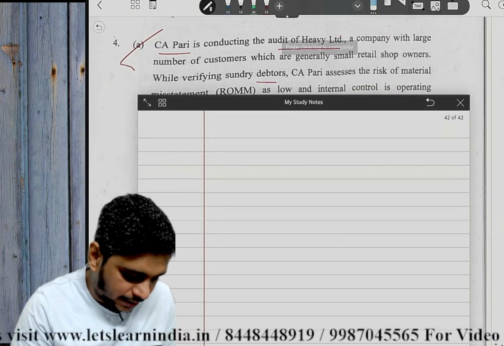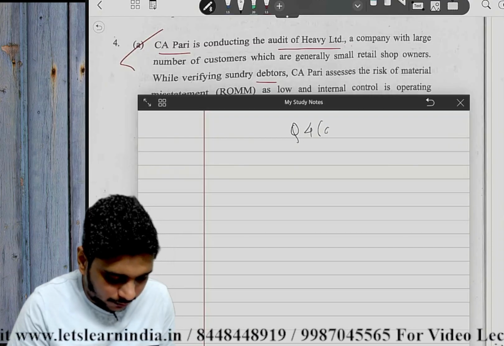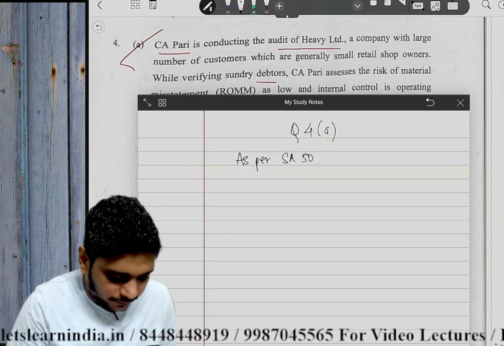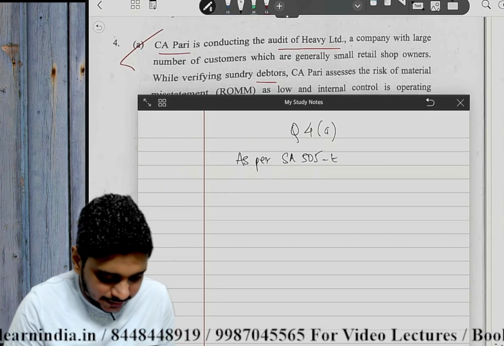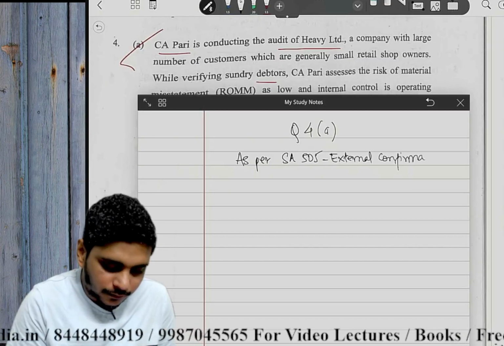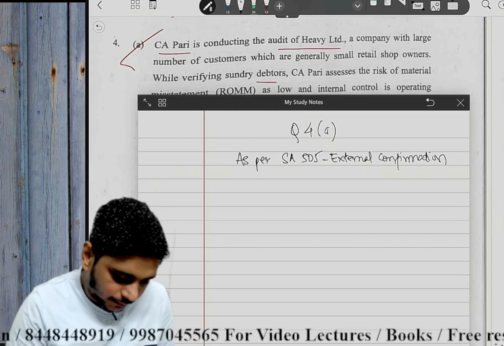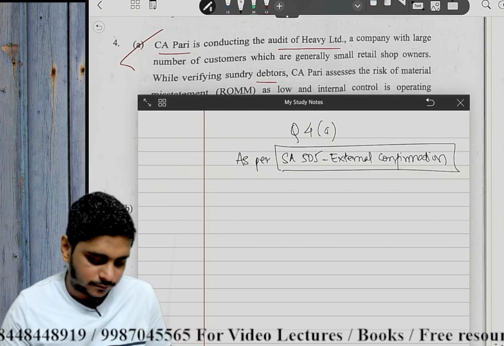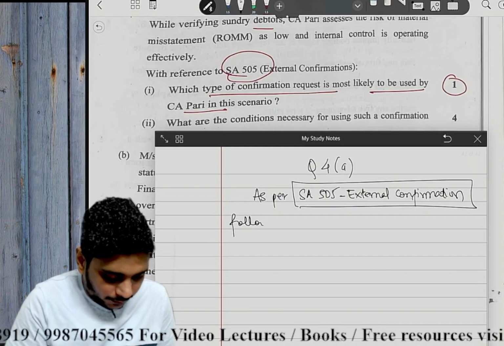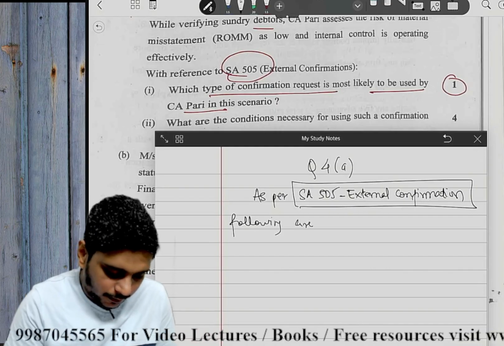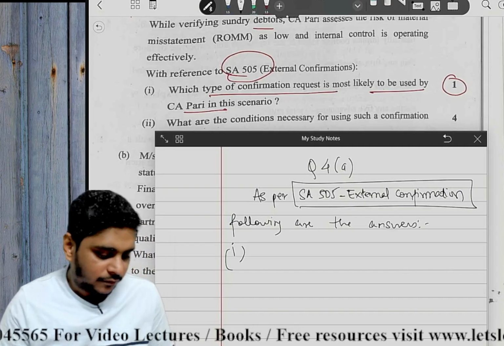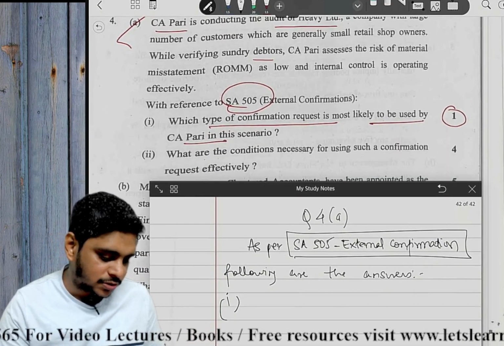Now I will frame the answer like question number 4A. As per SA 505. The name of the standard is External Confirmation. I will put this in a box. Following are the answers. Number 1. Which type of confirmation request is most likely to be used by CA Pari?